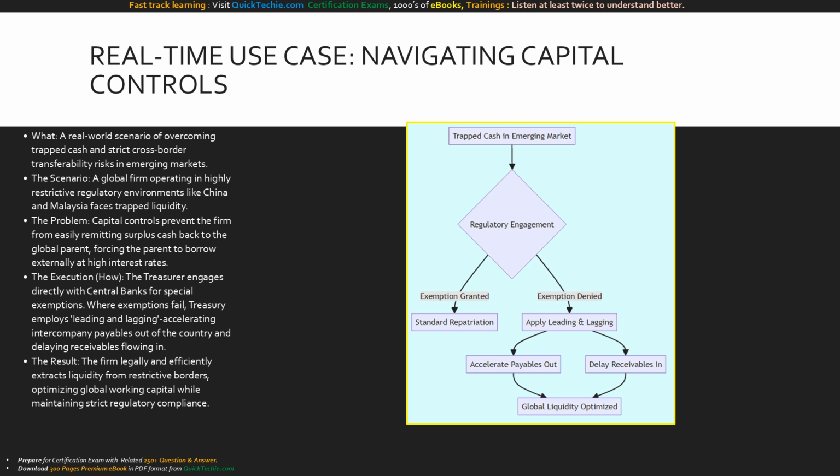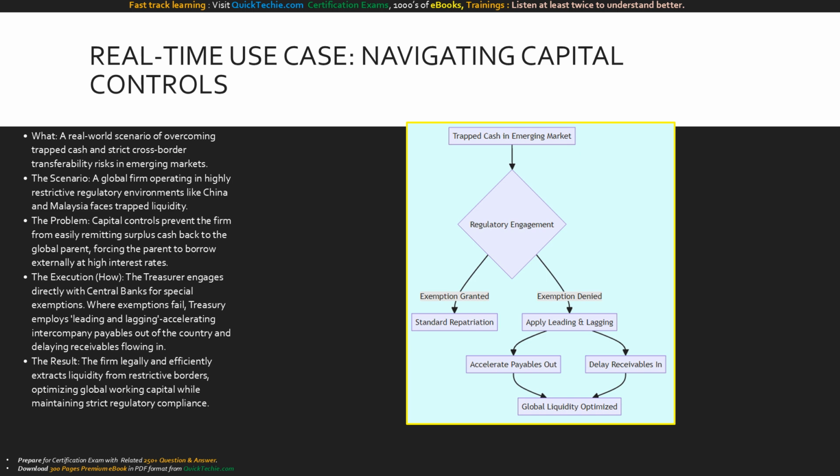How does a strategic treasurer resolve this? First, by directly lobbying the local central banks for special exemptions based on their large corporate footprint. But where exemptions fail, the treasurer employs a technique called leading and lagging. They strategically accelerate, or lead, intercompany payables out of the restrictive country, while delaying, or lagging, the receivables flowing into it. The result, the firm legally extracts its liquidity, optimizing its global working capital, avoiding external debt, and remaining 100% compliant with local laws.